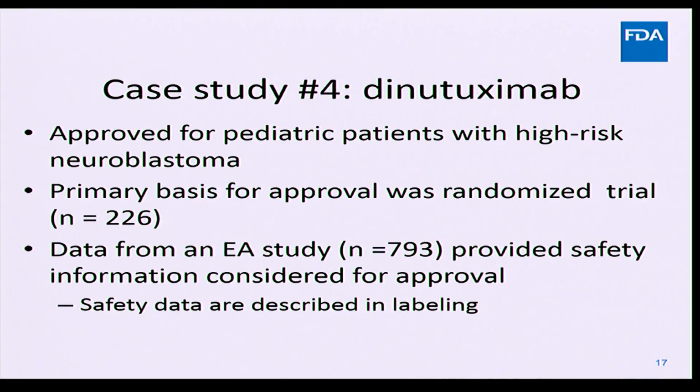Finally, dinutuximab, which was approved mainly in pediatric patients with high-risk neuroblastoma. The primary basis for approval was a randomized controlled trial. However, data from an expanded access study provided safety information considered for approval. And these data are described in product labeling.